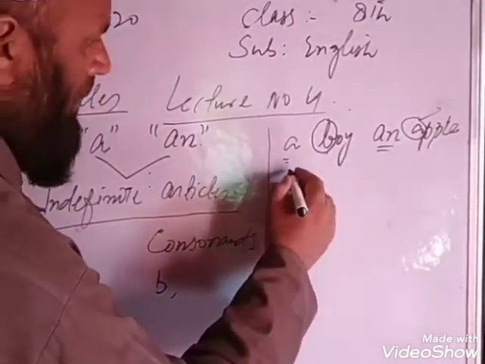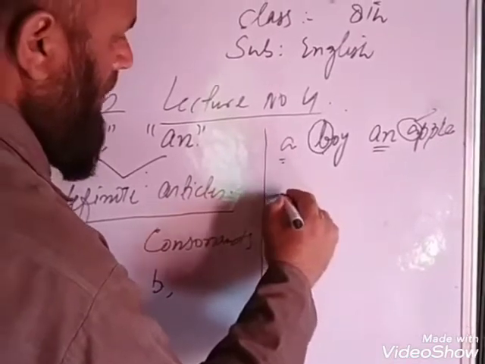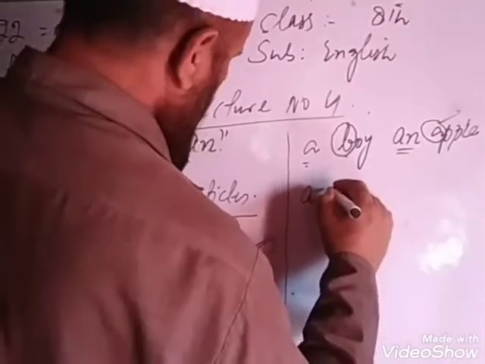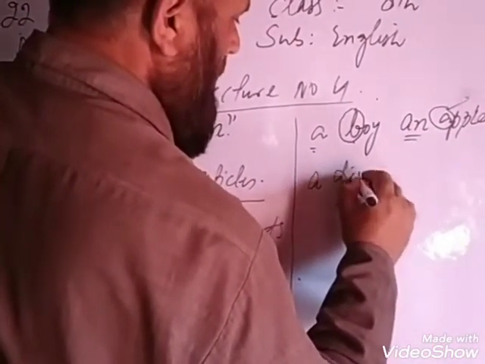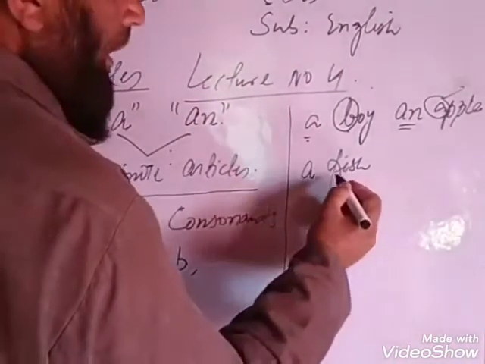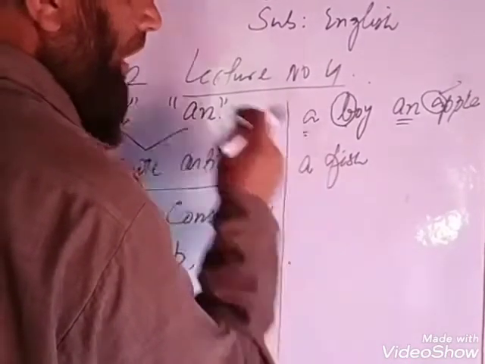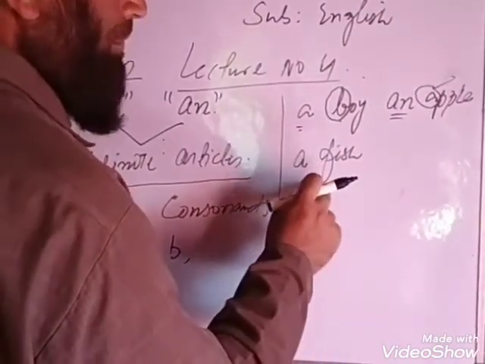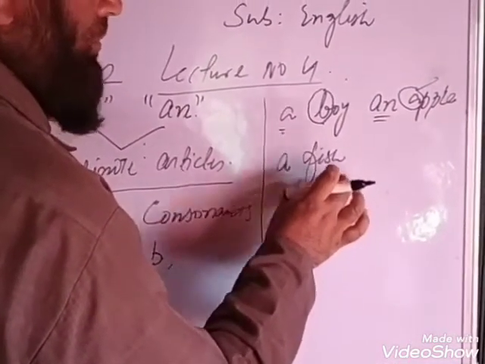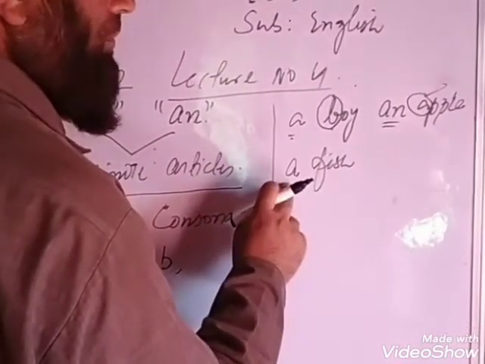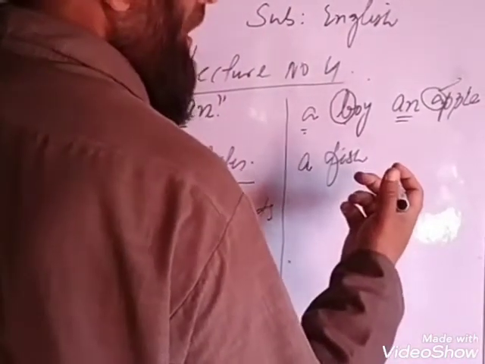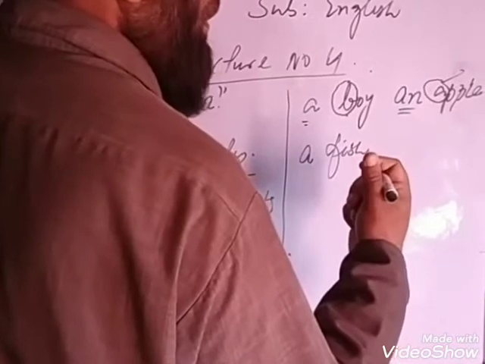For example, a fish. While articulating fish, we touch the upper teeth with the lower lip, pronouncing F. Fish, a fish, that means it is a consonant sound. While we touch two things, it is a consonant sound and we use a. While we don't touch anything, an apple, an umbrella, like that.